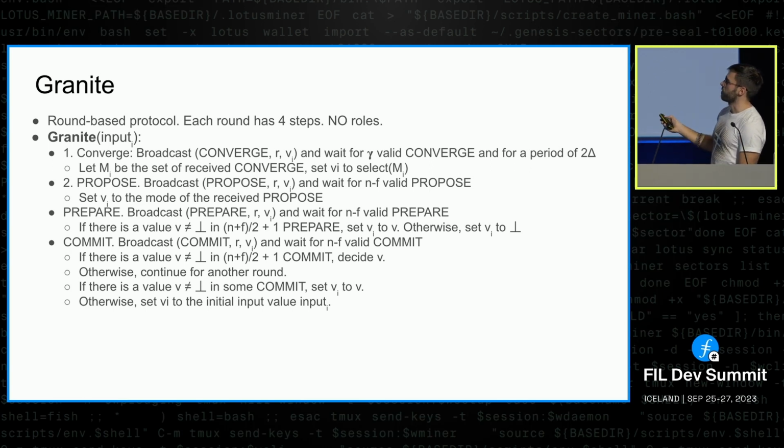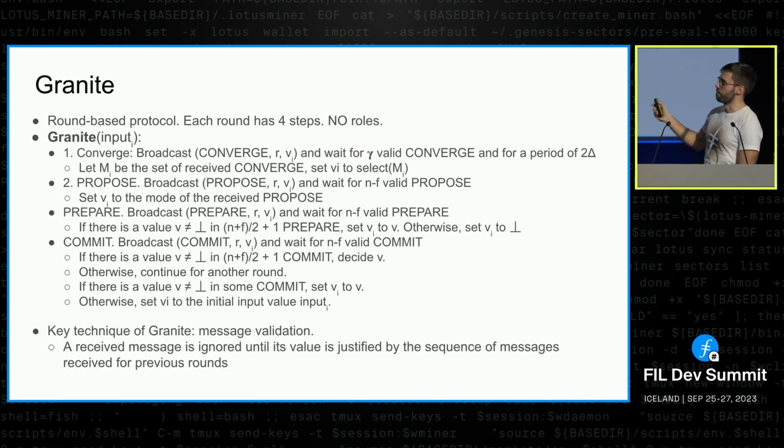Kind of the trick of Granite is message validation. This is different from other protocols, but it makes it very, very robust, and particularly for Granite, it makes it correct. So a message that is received is ignored until the receiver of the message can justify the proposer having proposed that message in the first place.